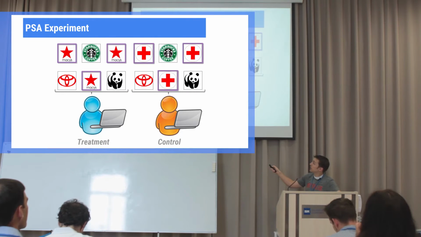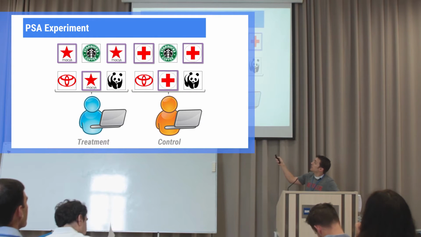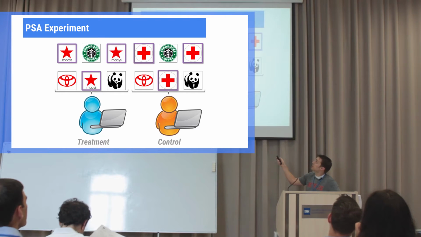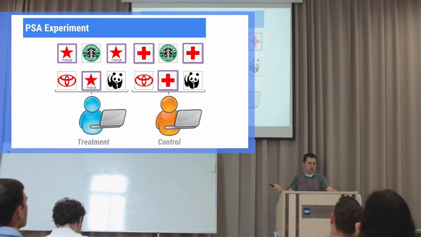Suppose we want to run an experiment. We have Macy's, which is going to be our focal advertiser, and then we have Red Cross ads. These Red Cross ads are public service announcements. In the treatment group we show the Macy's ad, and in the control group we're going to show some placebo ad or some alternative unrelated ad that shouldn't drive sales at Macy's, presumably.